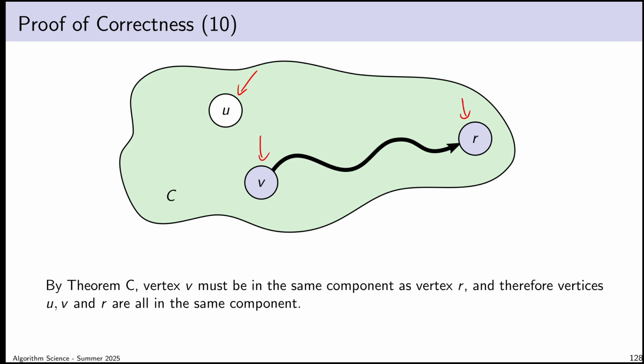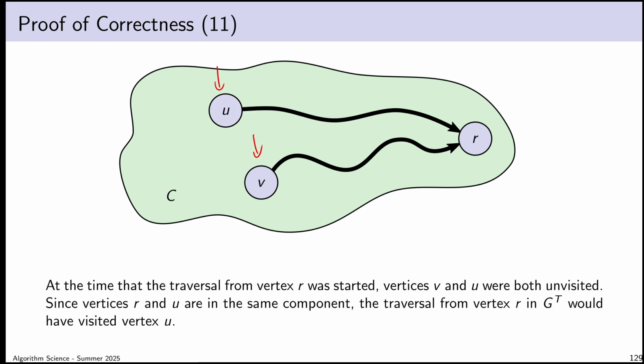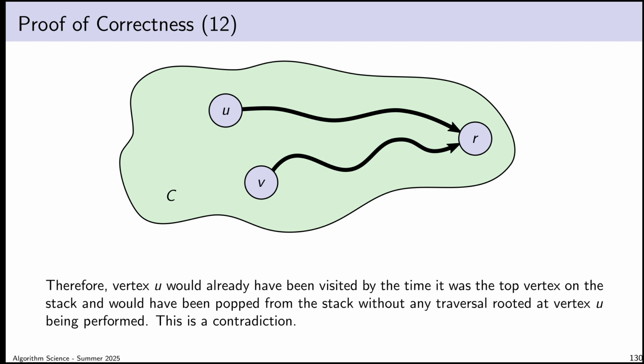So in the past, when I started my traversal from vertex R, both vertex V and vertex U had to have been unvisited. But that's a problem, because since vertex U and vertex V are in the same component, I would expect that the traversal from vertex R would have visited vertex U. Therefore, vertex U would already have been visited by the time it was on the top of the stack.